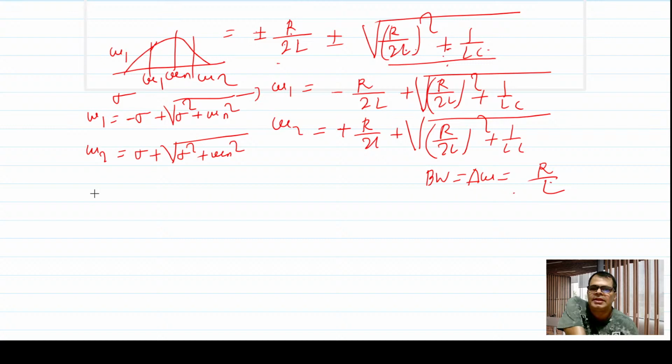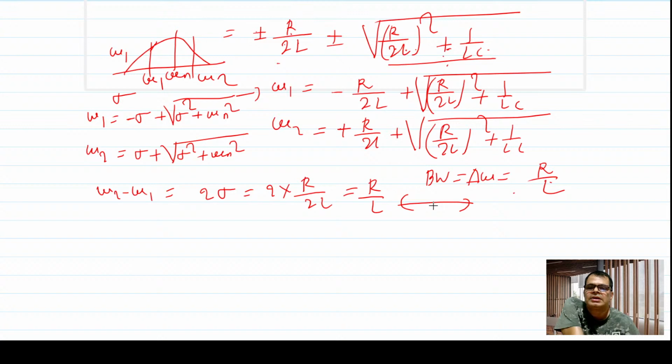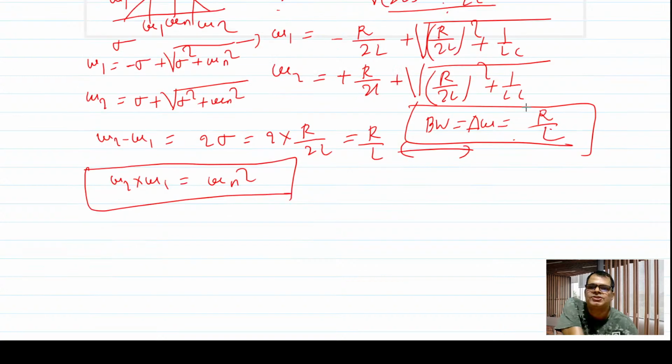So bandwidth is omega 2 minus omega 1. This cancels, 2 sigma. You see, what is the damping constant? R upon 2L. 2 into R upon 2L, which is R by L. Okay. Then the product of those frequencies, that is omega 2 into omega 1, is equal to omega n square. That should be, this is the property. Now check here.